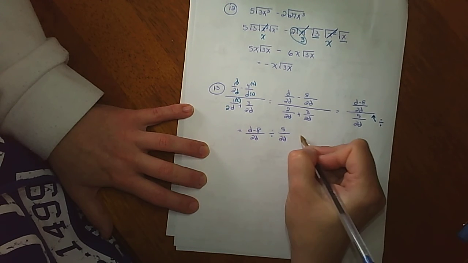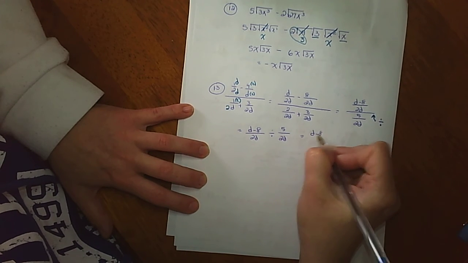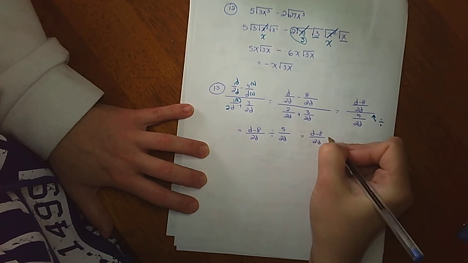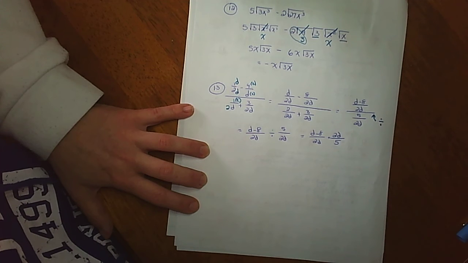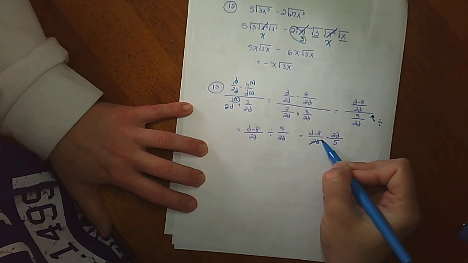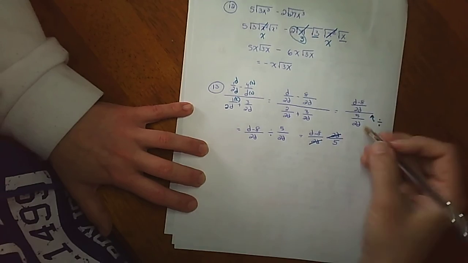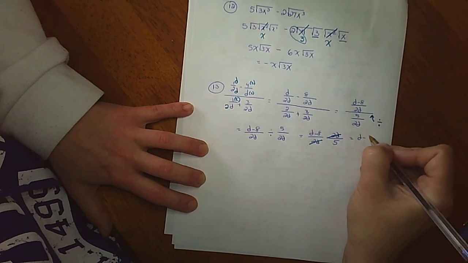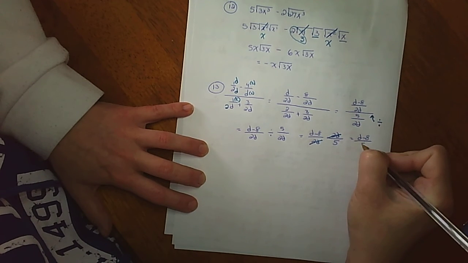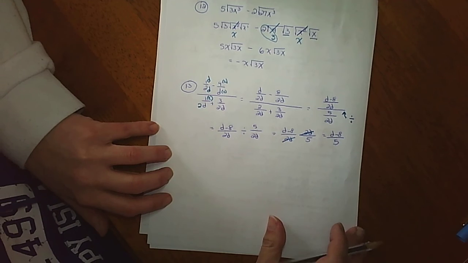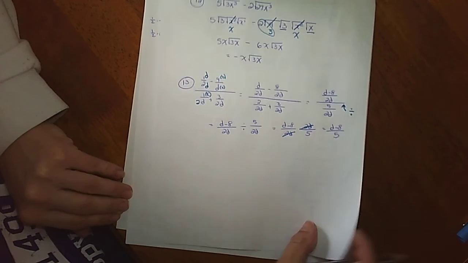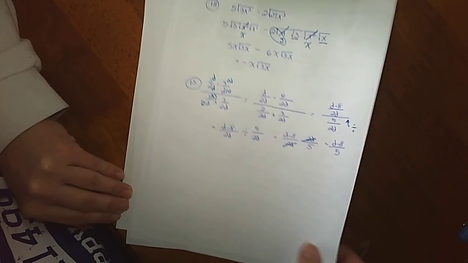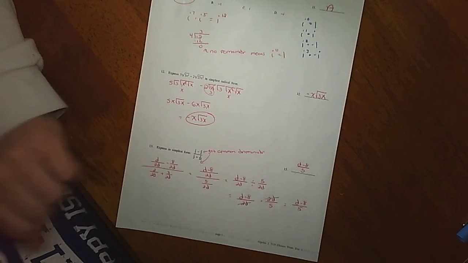And this is where we do keep, change, flip. And I'm hoping at this point you're like, this guy can cancel with this guy. And I'm left over with d minus 8 over 5. And that's, if I can find the page, how I got that for the last one.